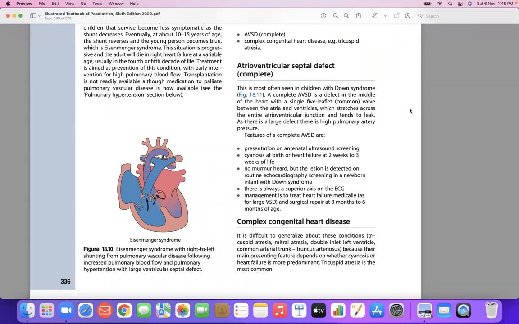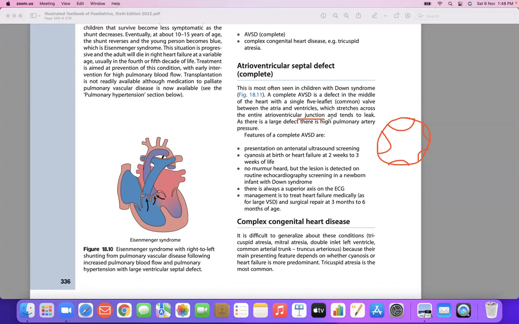Like in total we have 5 leaflets, right? 2 for mitral and 3 for tricuspid. So you will have a single big valve with 5 cusps, he is telling, 5 leaflets. 1, 2, 3, 4, 5. Okay, so complete AVSD is a defect in the middle of the heart with a single five-leaflet common valve between the atria and ventricles, which stretches across the entire atrioventricular junction and tends to leak.